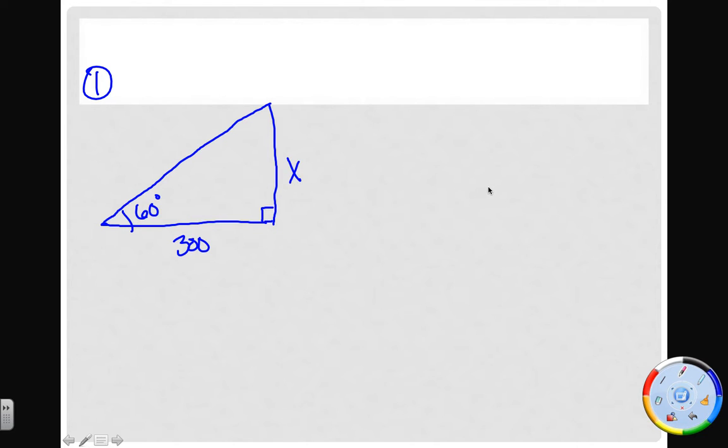Now, some of these are not going to require any inverse trig, because here we have an angle and we're not solving for an angle. We've solved this kind of problem before. We look at this angle and the two sides we're given, so we know that tangent of 60 is equal to opposite over adjacent. And tangent of 60 degrees is, I hope you can do this in your head or using your finger trick, the square root of 3, equals x over 300.